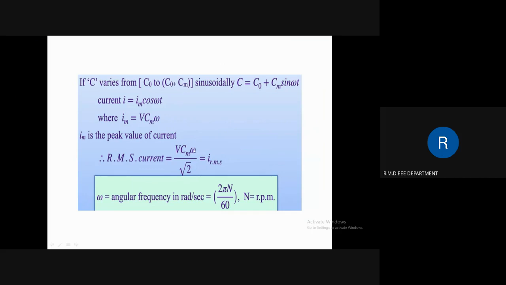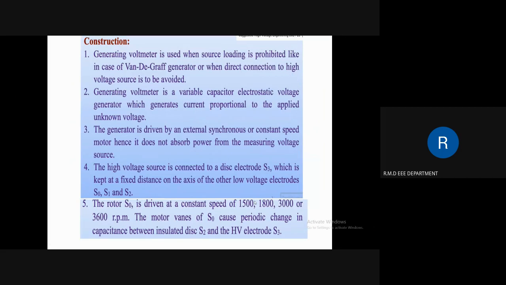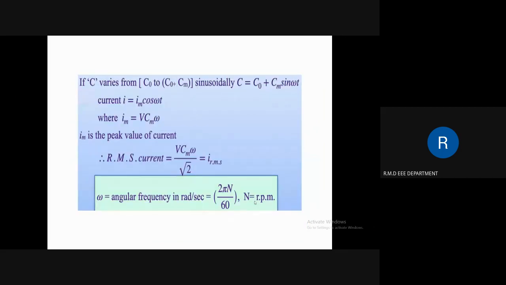We know omega is the angular frequency in radians per second, given by the expression 2 pi n by 60, where n represents the RPM. Now, if the capacitance varies linearly with time and reaches its peak value Cm in time Tc by 2, the current expression we get is V into Cm into 2 by Tc.